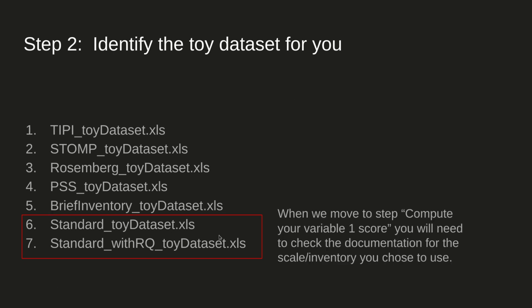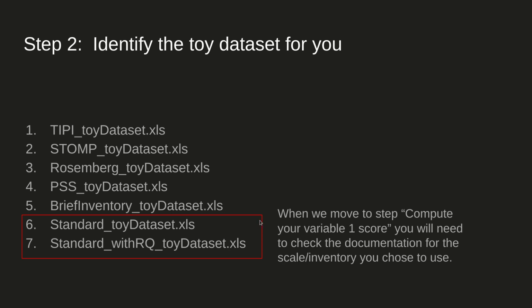That's all fine. But if you do that, when we move to the step to compute your variable 1 score, please make sure to revisit the documentation for the scale or inventory that you did choose to use, and compute your variable 1 score there. I cannot make a video for all the possible inventories or scales you used, so please read the documentation. If you have any questions, do let me know.